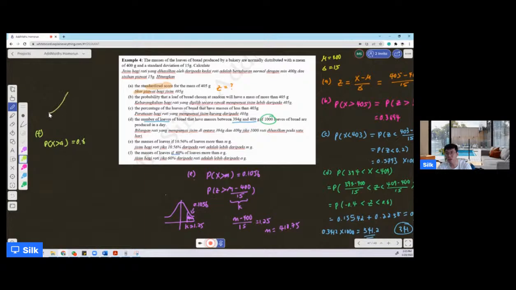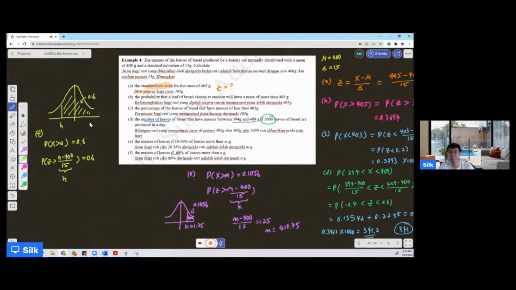So what happened? Your graph is more than A. So let's change to Z score first. P(Z more than A minus 400 over 15) equals 0.6. So let's say this answer is called, maybe I call it, what is the value? H, okay? So H is here. More than H, this area is 0.6.